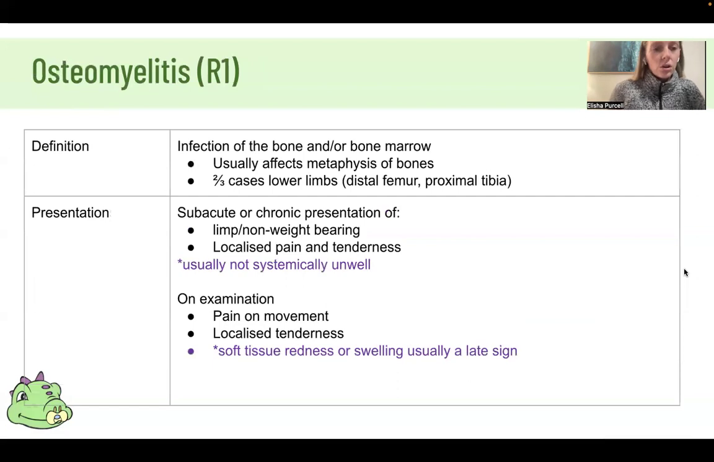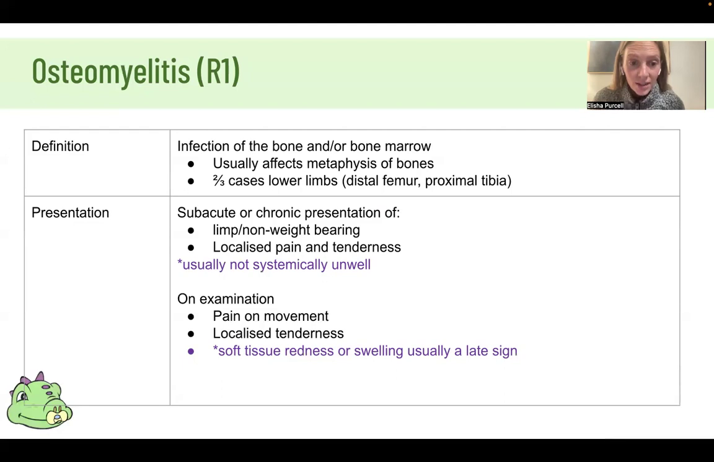So next condition, osteomyelitis, the last of the musculoskeletal conditions. This one's an infection of the bone and/or bone marrow. Thus, it usually affects the metaphysis of the bones, and two-thirds of cases are in the lower limbs. How this condition presents, you get your limp, non-weight bearing child, localized pain and tenderness, which doesn't really help you too much when you're trying to do an exam.